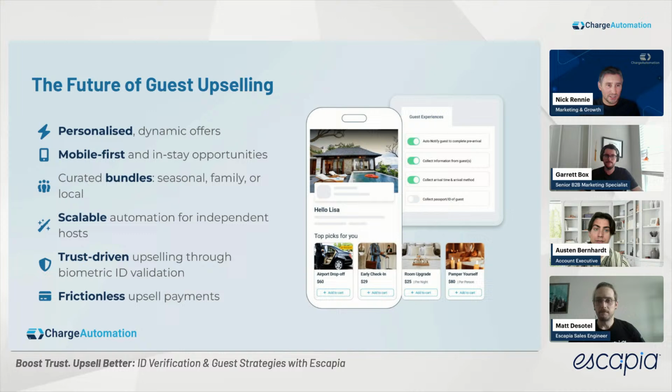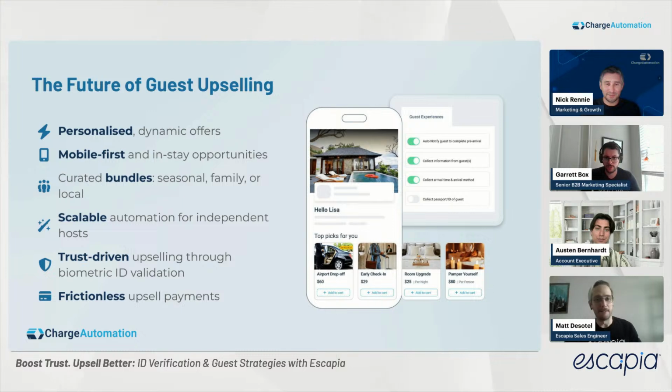And of course, the final part is obviously the frictionless upsell payments. With Charge Automation, there are over 100 different payment methods, so it doesn't matter where you are globally. You combine Escapia and Charge Automation together, you have a very frictionless payment experience. And in the US, of course, there are no issues there at all. Everything is covered 100%, so you have that full experience there. I don't know if there's anything else you want to add there, Garrett or Matt, on that particular point.